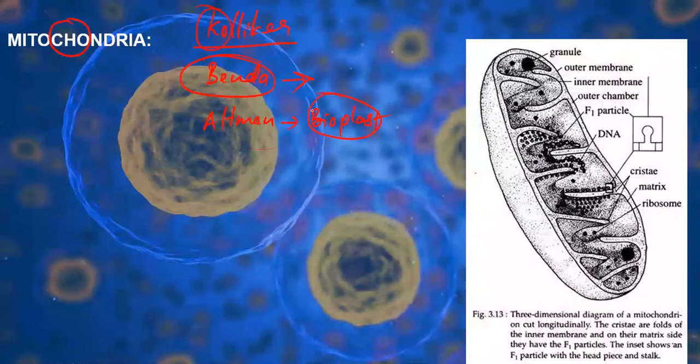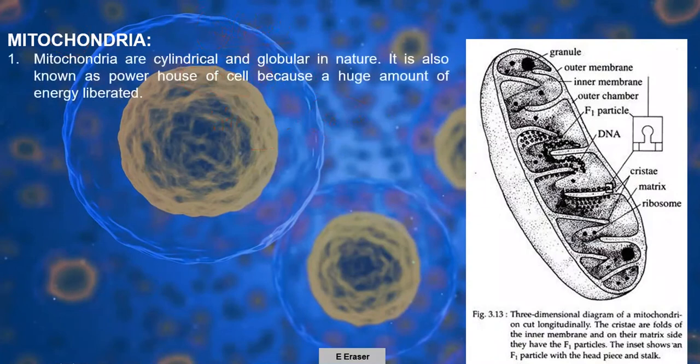I already mentioned this information in your slide PDF, so no need to worry. Okay, so mitochondria may be cylindrical or globular in nature. That means it may be rod-shaped, circular or oval in shape. It is also known as the powerhouse of the cell because a huge amount of energy is liberated in the form of ATP. We already know about this.